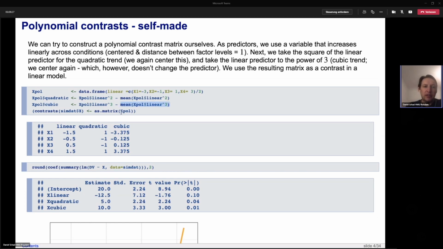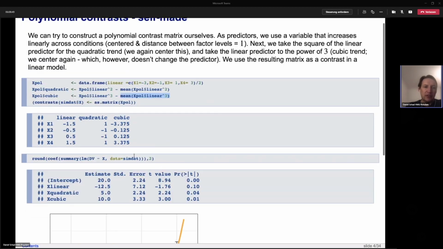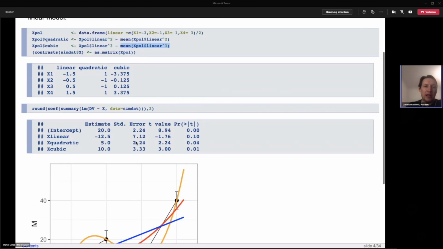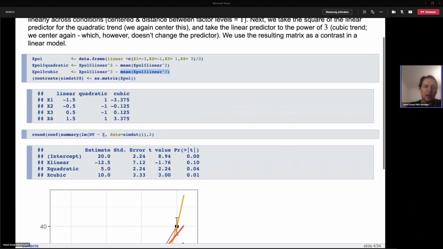And then we save this as a matrix and assign this to the contrast, and we see the linear effect. We already looked at it. The quadratic effect is 1, -1, -1, and +1 centered, and the cubic effect is -3, -0.125. So it goes. Yeah, we can visualize that in a moment. So now let's fit the model with this contrast matrix.